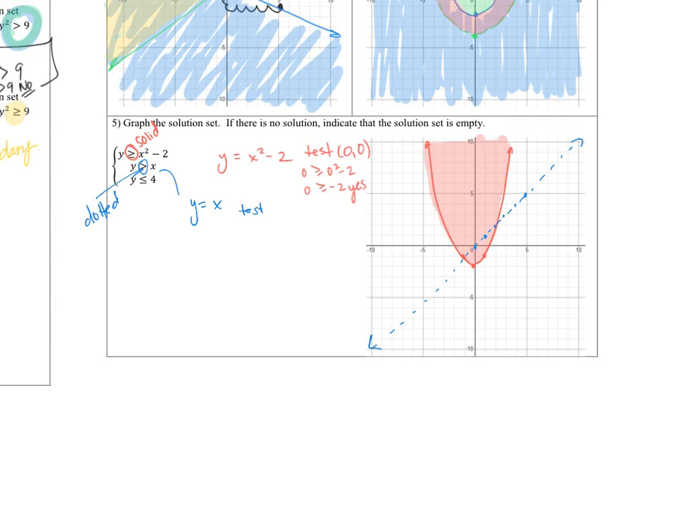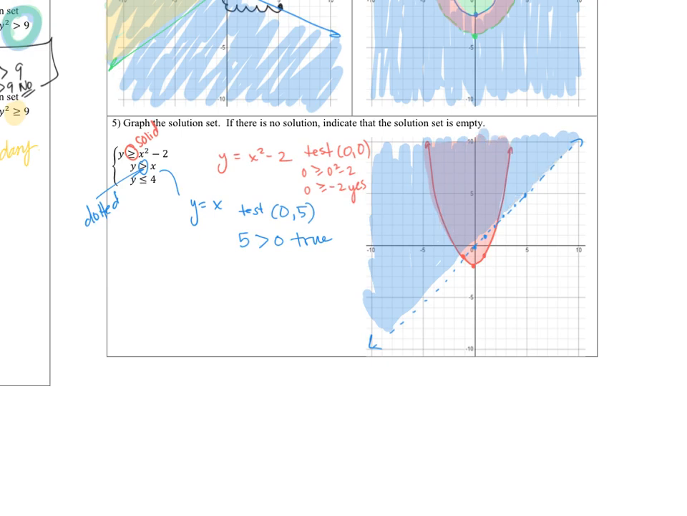Let's do a test point again. But this time we can't do 0, 0. How about 0, 5? We can't do 0, 0 because it's actually on the graph. So let's test 0, 5. So that's saying our y value, 5, is bigger than 0. Yep, that's true. So that would mean we'd want to shade where 0, 5 is located. So 0, 5 is located right here. So we want to shade up above our line. And you can see the overlap right now inside the parabola above the line.